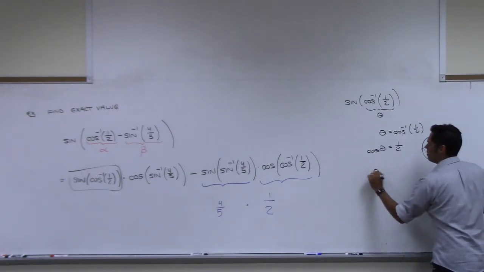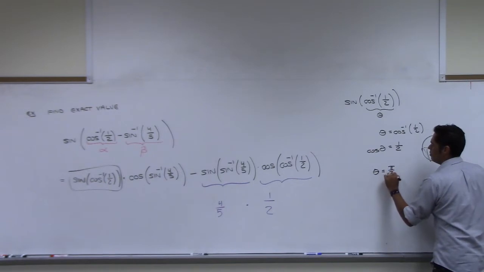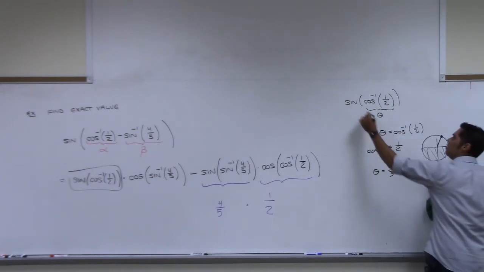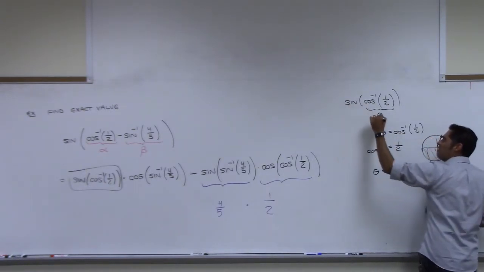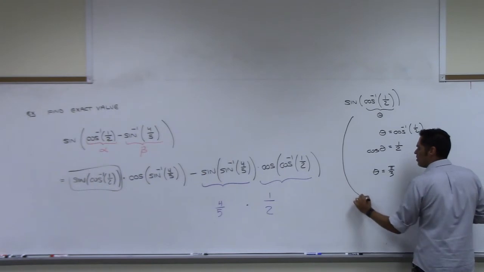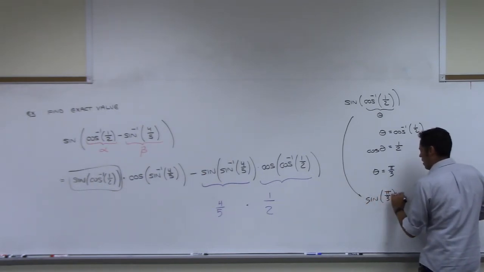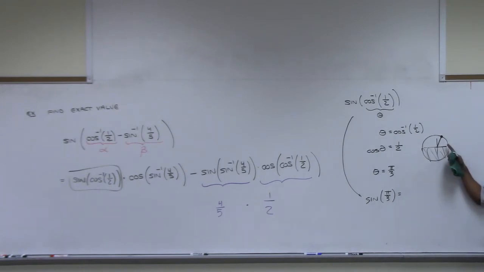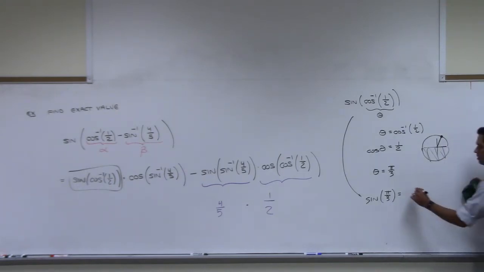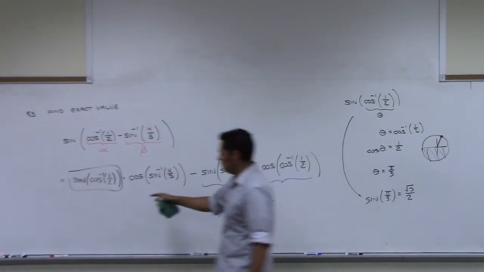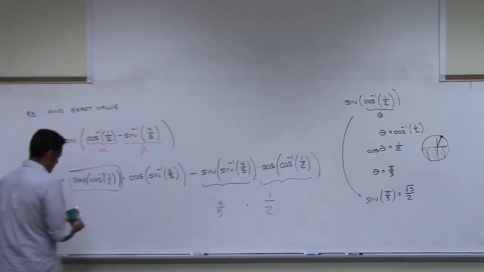Good. Y'all are getting faster than I am. That's good. That's what you want. Theta's pi over 3, right? And now you come back in here. This was sine of theta. So this is really sine of pi over 3. And now you're at the same angle, but the y-coordinate is root 3 over 2. So that means this right here is root 3 over 2.